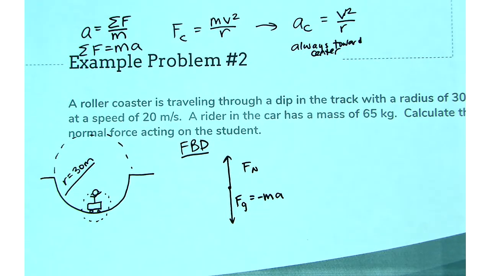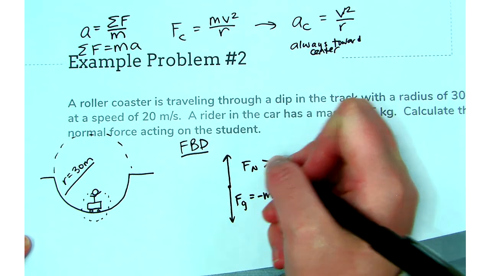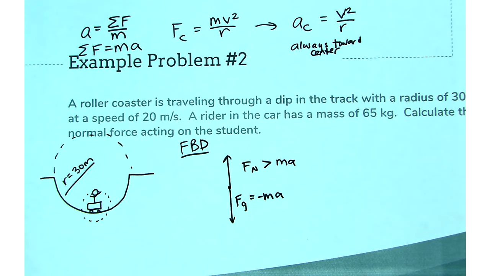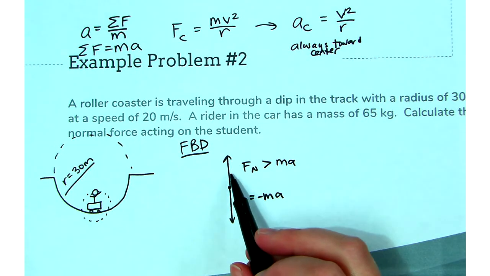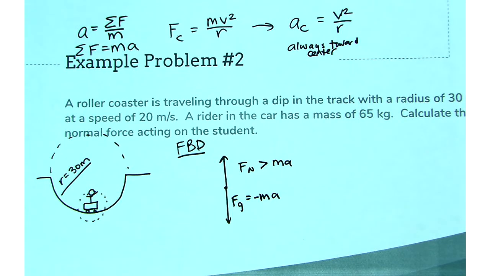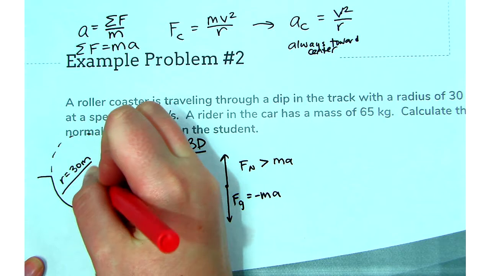So I look at this and I say my centripetal force, aka the amount of force that's available to push me towards the center, is going to be in the upward direction, which means that the normal force has to be greater than mass times acceleration, right? Or if I drew this, this should be a longer arrow. I'll draw it over here. Drawing it over here, I have more force towards the center than I do gravity.